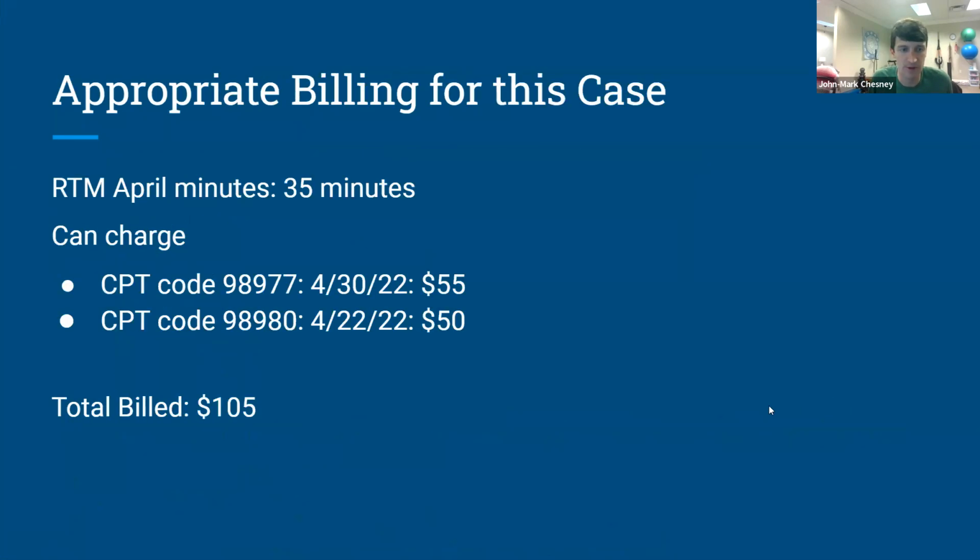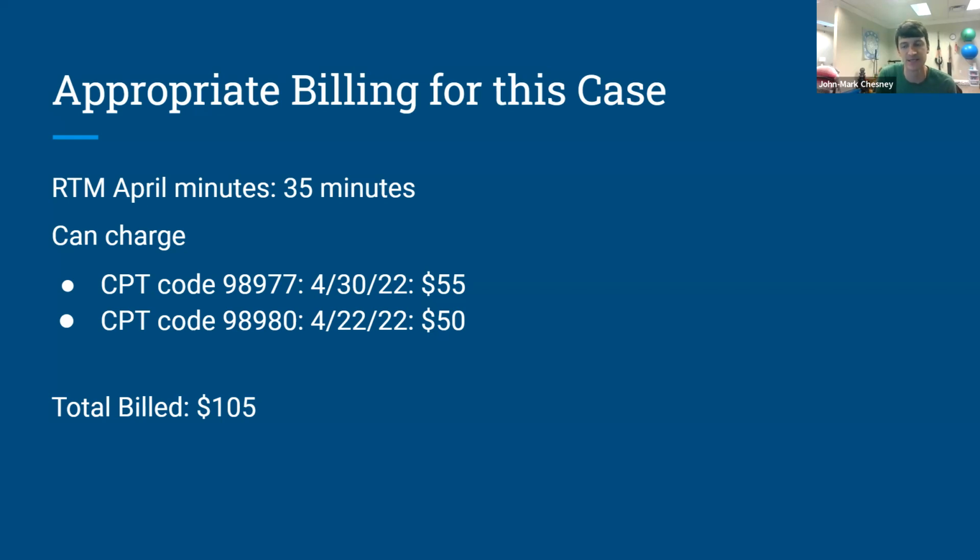All right, so yes, we had 35 minutes of accumulated RTM time. And we also satisfied the 30-day rental supply device, which is 98977. So we were able to bill both those codes. Someone commented that we were 5 minutes short of 98981, which is correct.